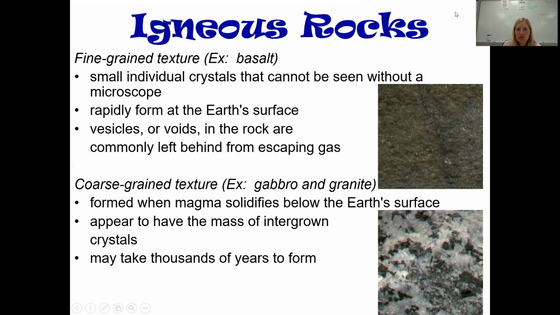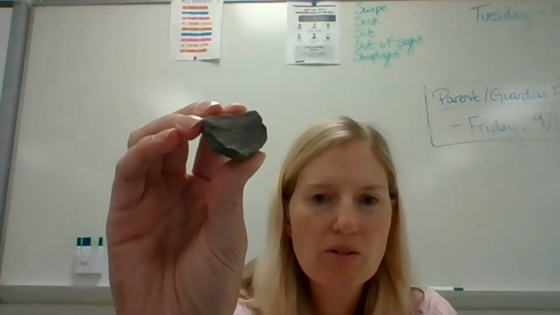So I will show you some of those. We're going to start with a basalt. Our basalt is, again, an igneous rock. It has fine-grained texture because, as you can tell, you can't see any crystals on it. You would probably assume there are no crystals, but they're just really small.